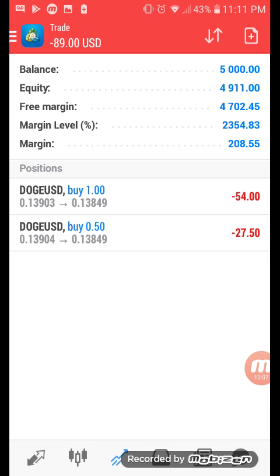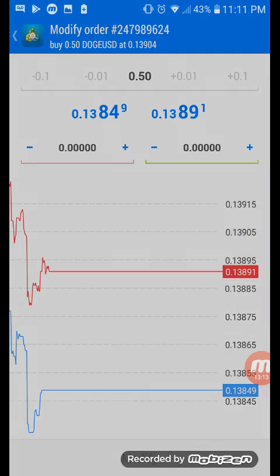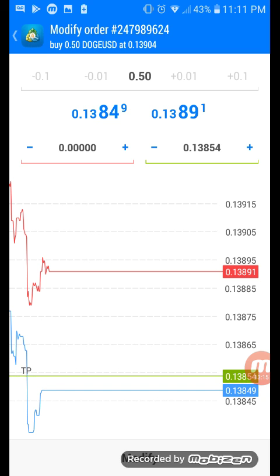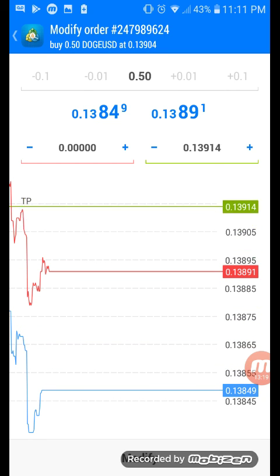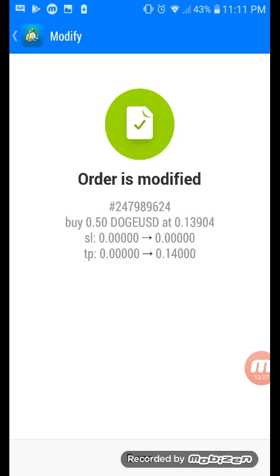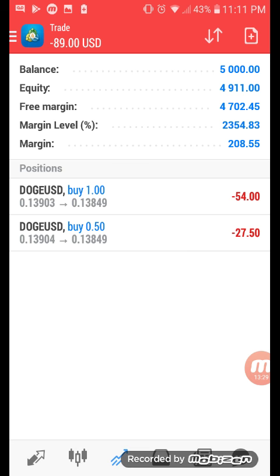We're going to do it for this one too. Let's do it for Dogecoin. Buy for 50 cents. You hold it down, and then you go to modify order. Once you go to modify order, you go to the right. This is the take profit one, and we'll put this at 1400 flat too. Boom, right? So now we have both our trades modified.